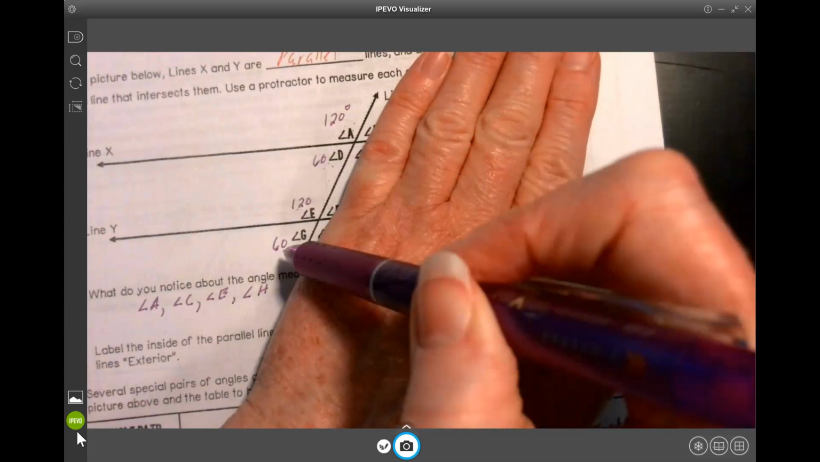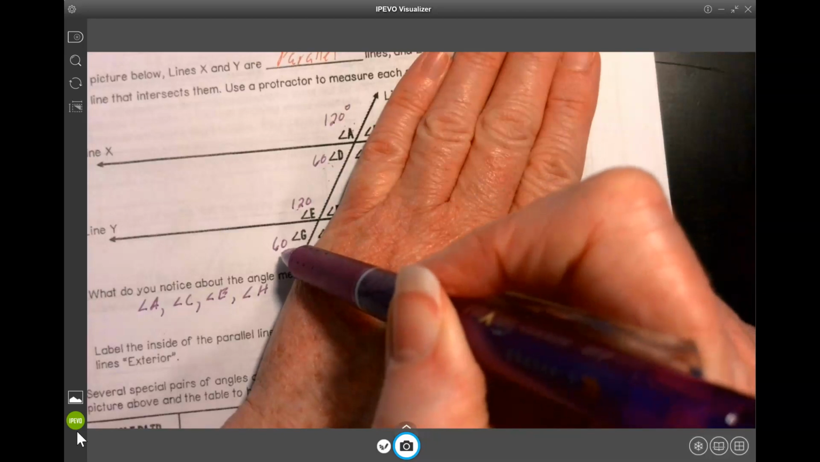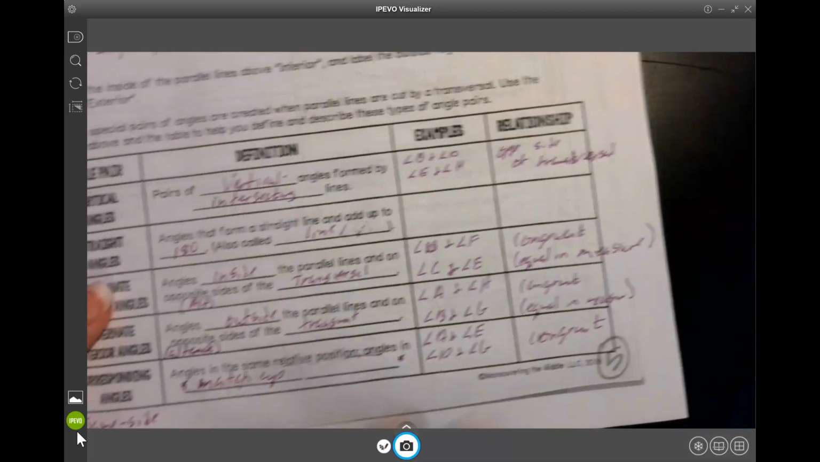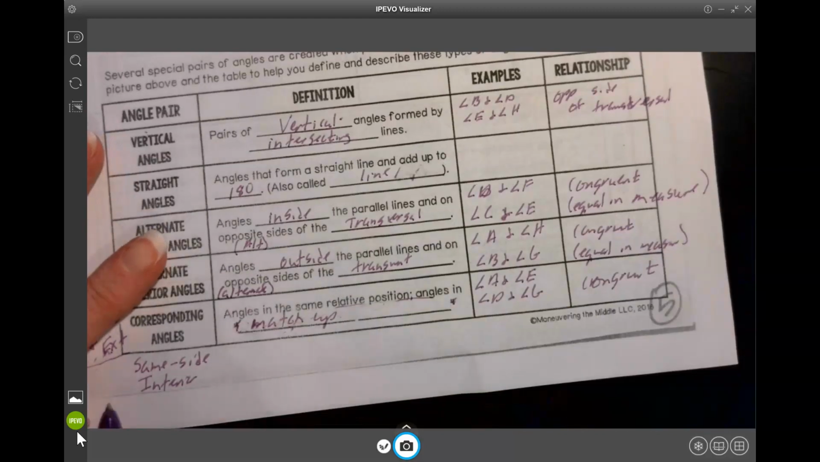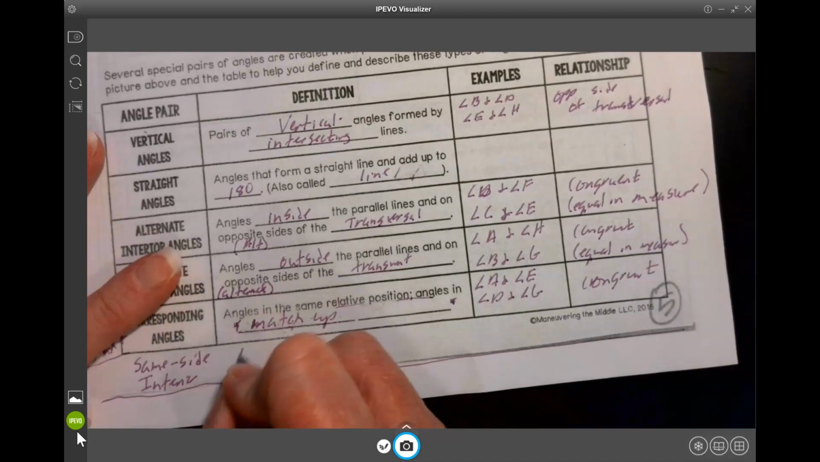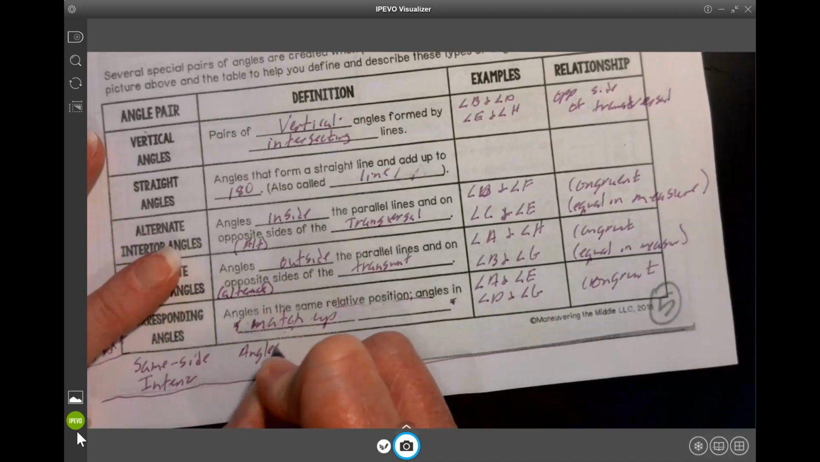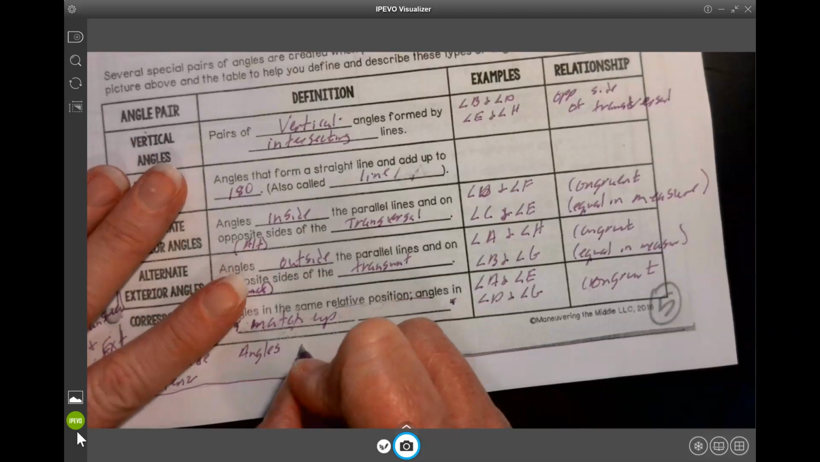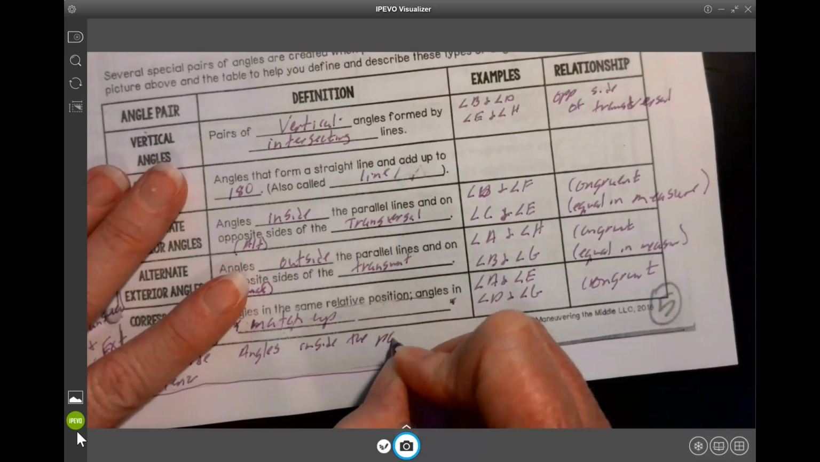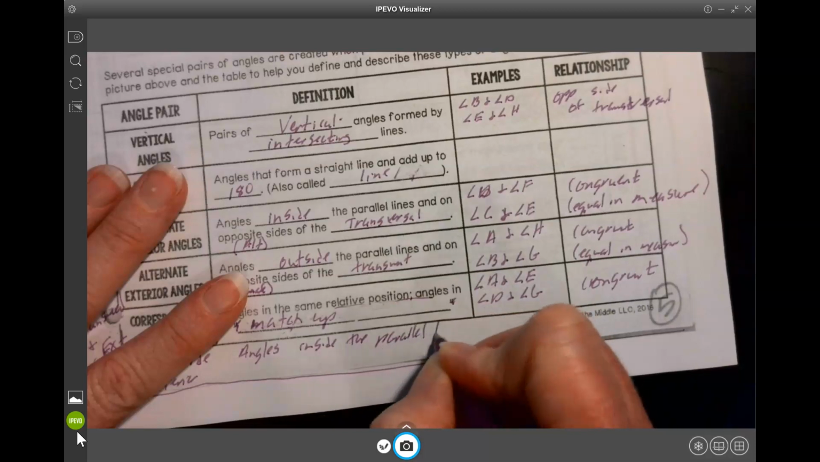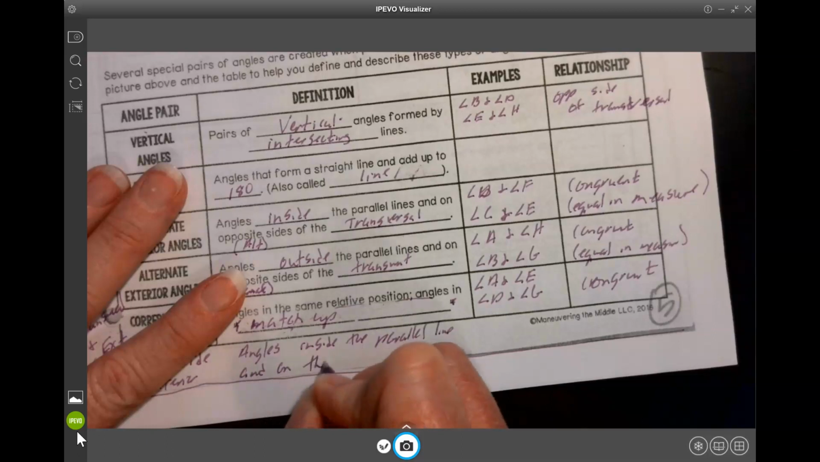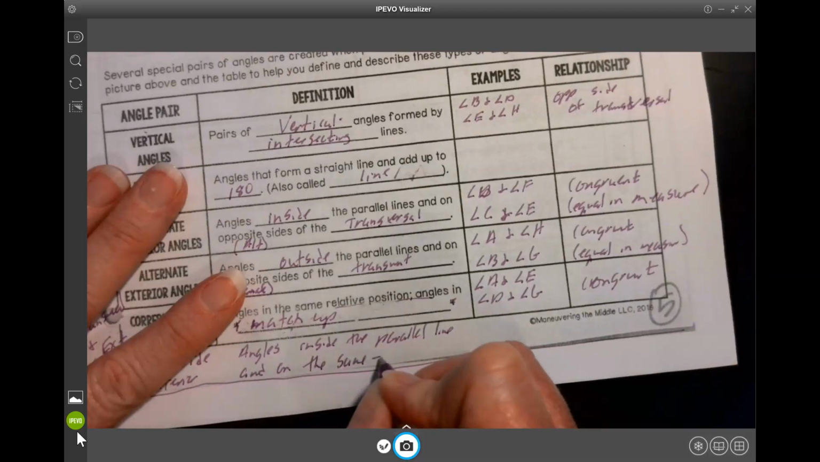Okay, look at angle D and angle G. Interior, exterior. So they're unique compared to everything else. The other kind is same side interior, same side exterior would be the same thing. Okay? And what those angles are is angles inside the parallel lines and on the same side.